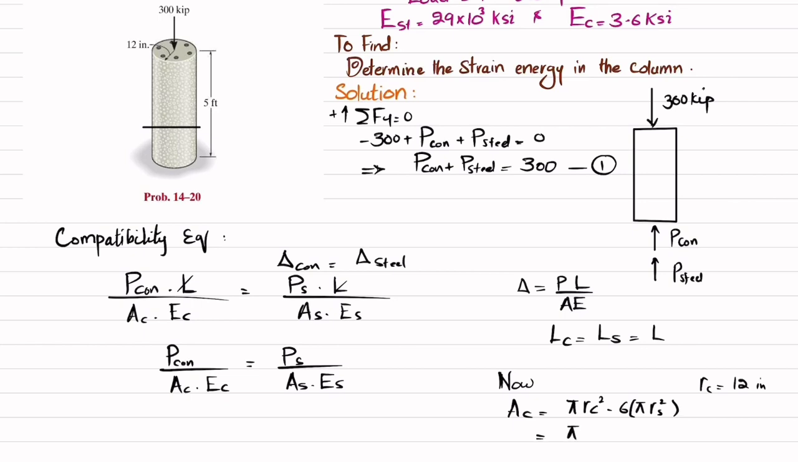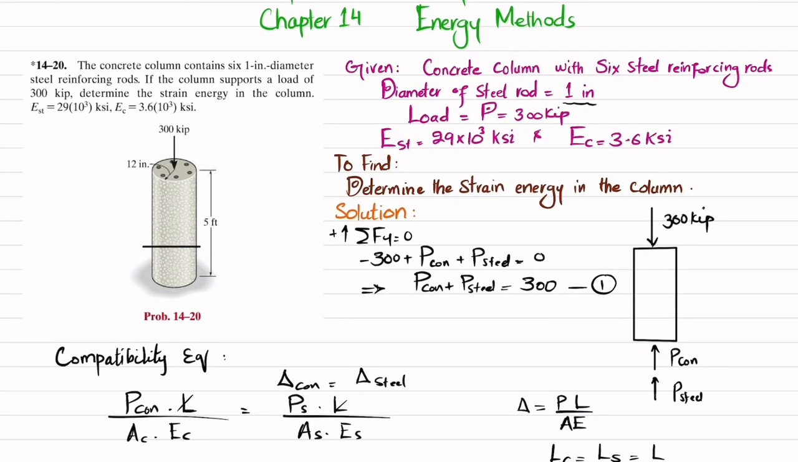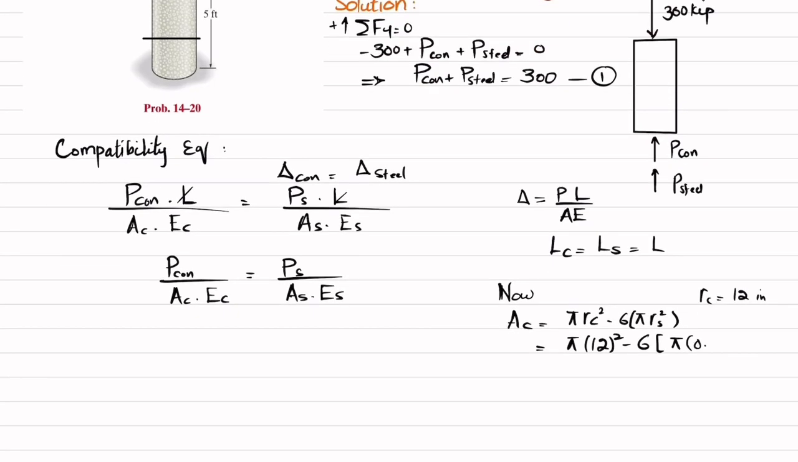Now what is this? The radius of concrete is given as 12. So pi 12 square minus 6 times pi. The diameter of the steel rod is given as 1 inch, so radius will be 0.5, so 0.5 square. So this is the area of concrete. Now area of steel is equal to pi rs square, so that is equal to pi multiplied by 0.5 square. Since there are 6 rods, I will multiply by 6.